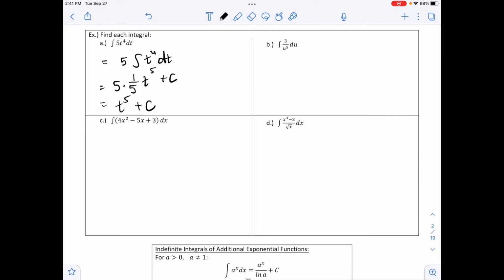For b, I'm going to rewrite a little bit before integrating, which is going to be the integral, and I could put the 3 out in front, and we have u to the negative 5th du. So taking the integral of this, we have the 3, which is a constant. 1 over negative 5 plus 1 is negative 4, u to the negative 4th power plus c. This would simplify to negative 3/4, moving that u to the bottom, positive 4th plus c.